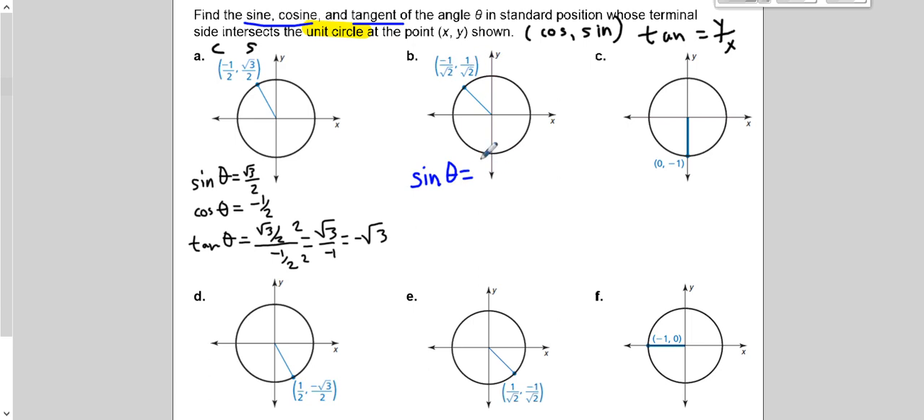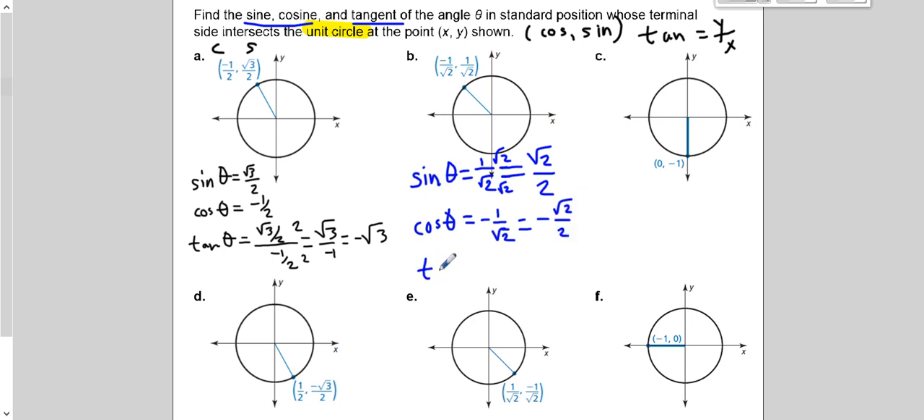Cosine, sine. Can't leave it 1 over rad 2. We got to simplify it. Multiply by rad 2 over rad 2. Then we get rad 2 over 2. And cosine. Cosine on the unit circle is the x value, so that's negative 1 over rad 2. When you multiply to rationalize the denominator, you will get a negative rad 2 over 2.